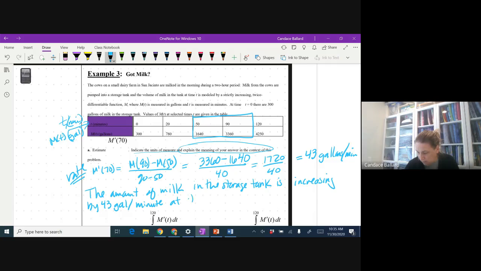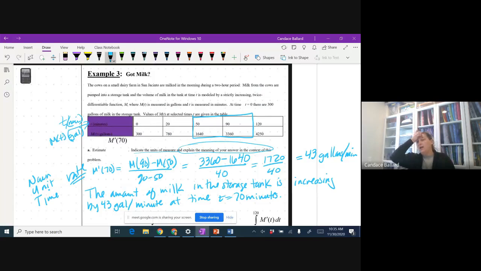At time t equals 70 minutes. And remember, it is NUT, right? So a noun, noun, unit, time. So every time I answer one of these in the context of the problem things, I want to make sure I have the noun, which is the scenario, right? There's a restating the scenario, the units, which would be the gallons per minute, and whatever time that occurred at.